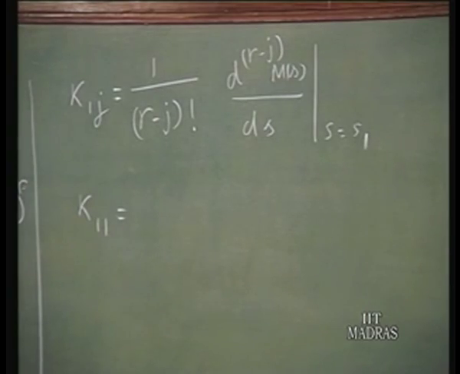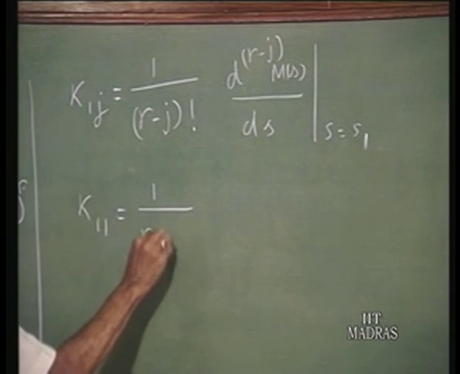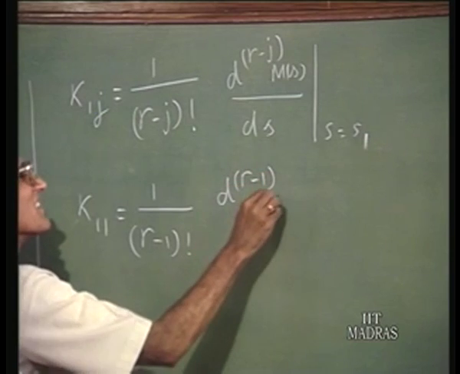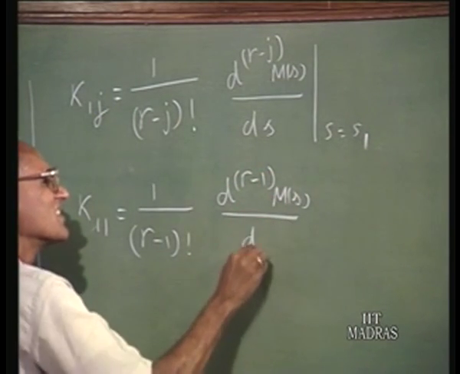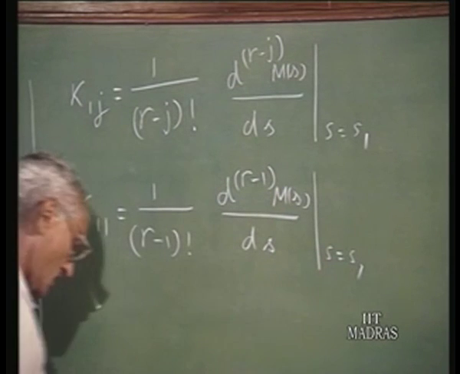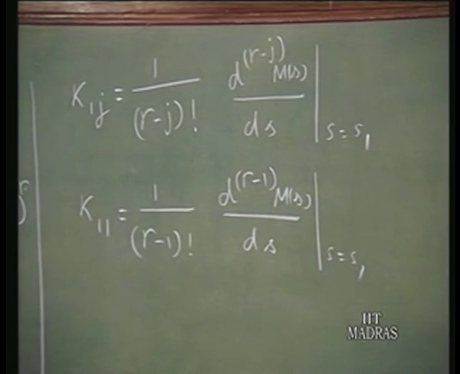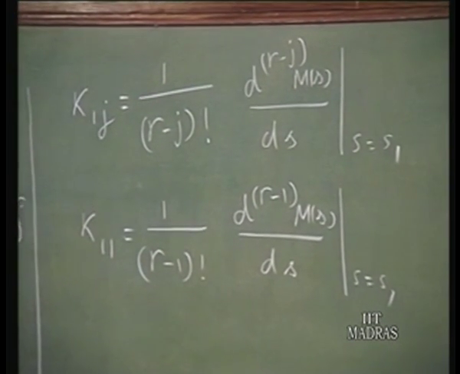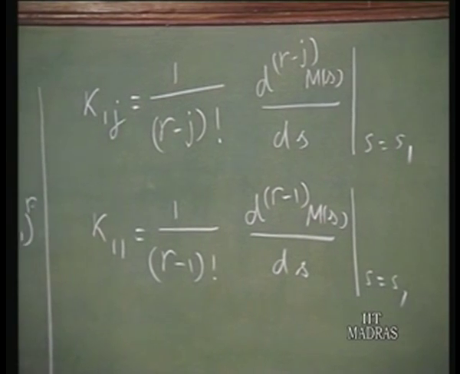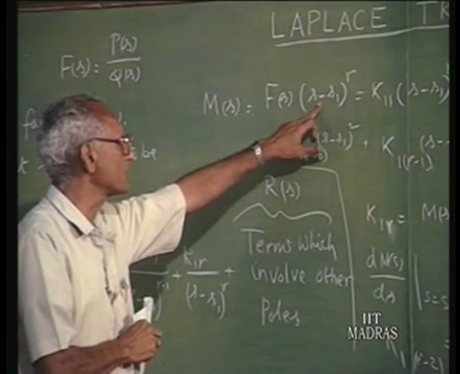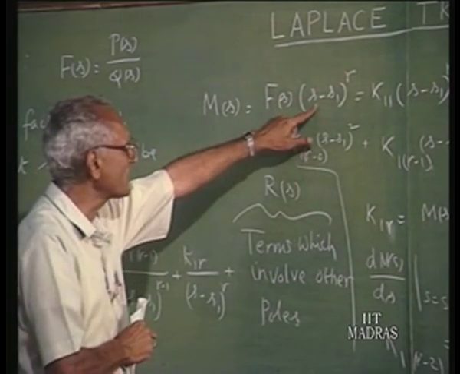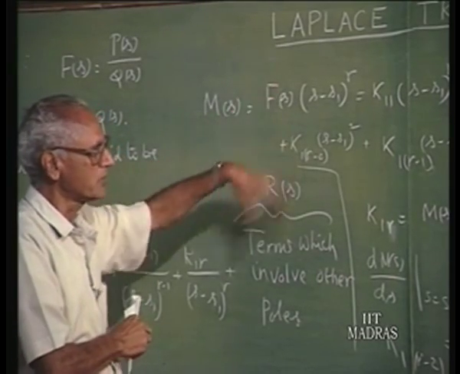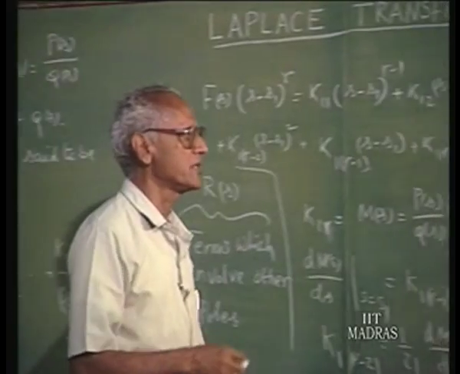It is obtained by taking the r minus 1th derivative, d^(r-1)/ds^(r-1). So in principle it is the same as what we have done in the first example worked out. Only thing is, when you have got a large number of multiple order poles, you have to take successive derivatives of this term M(s), F(s) times (s minus s1) raised to the power of r. That is, you knock off the term in the denominator, which is (s minus s1) raised to the power of r, and the rest of the rational function you take successive derivatives and substitute at every stage s equals s1.